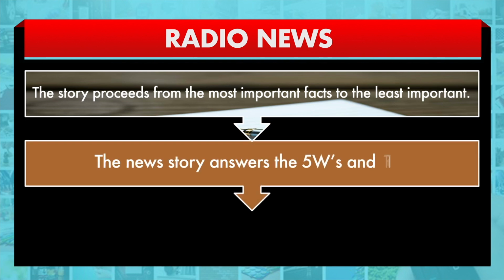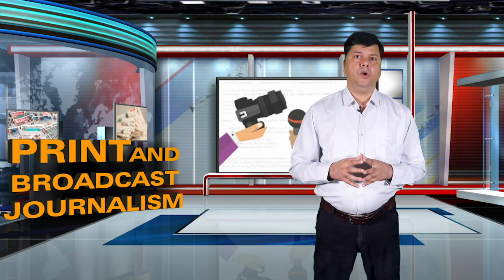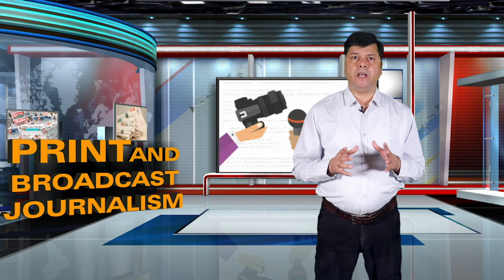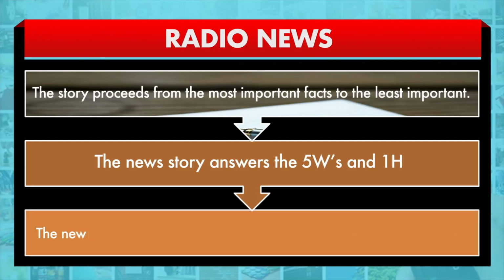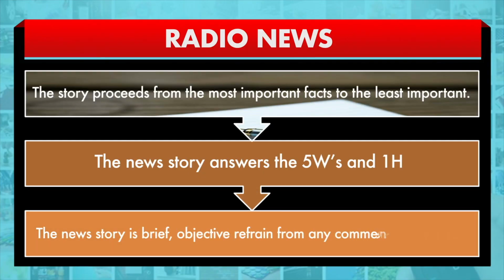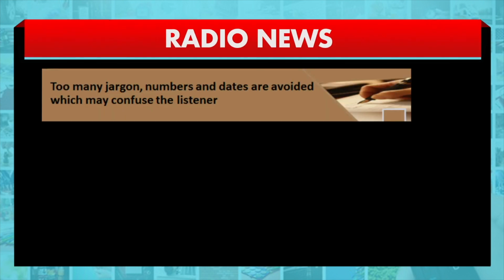The news story answers the 5 Ws and 1 H, that is what, why, who, where, when, and how. The news story is brief, objective, and refrains from any comments or opinions. Too many figures, jargon, numbers, and dates are avoided, as they may confuse the listener.